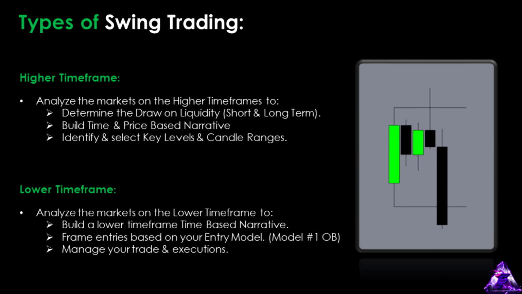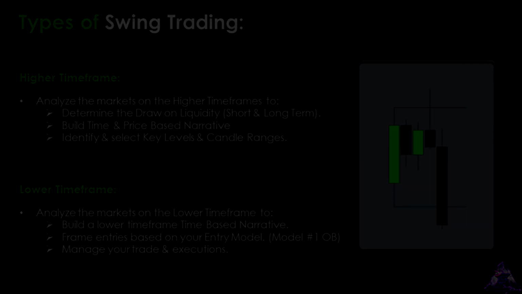To summarize, for the classic swing model, you'll be using the monthly timeframe to determine draw liquidity, select key levels, and choose CRT. For entries, you'll switch to the 4-hour timeframe. For the one-shot, one-kill model, you'll conduct your higher timeframe analysis on the weekly and daily charts, with entries framed on the 1-hour timeframe. I hope this makes things clearer for you.